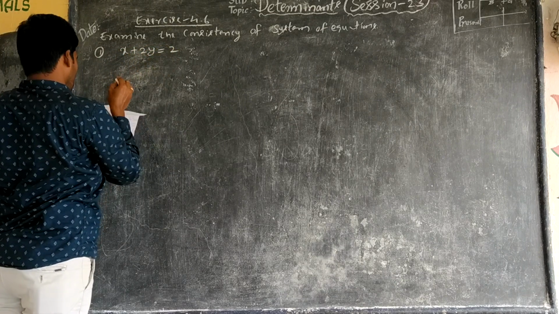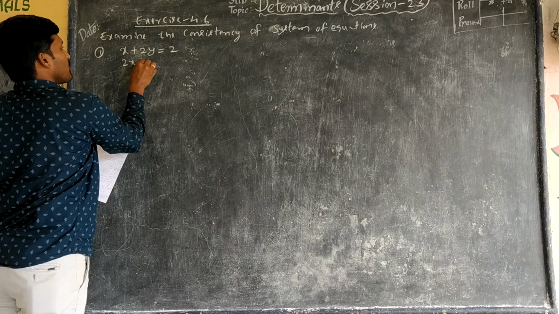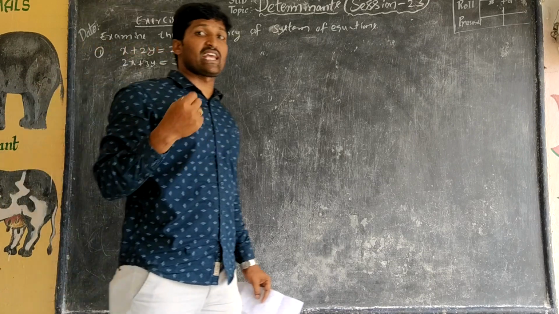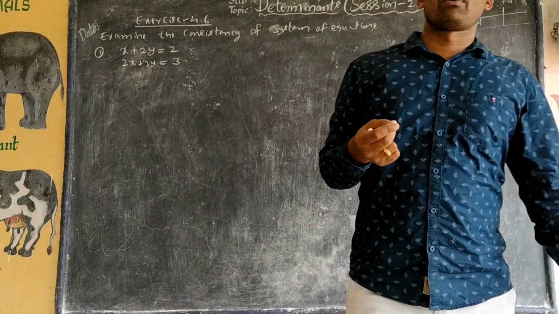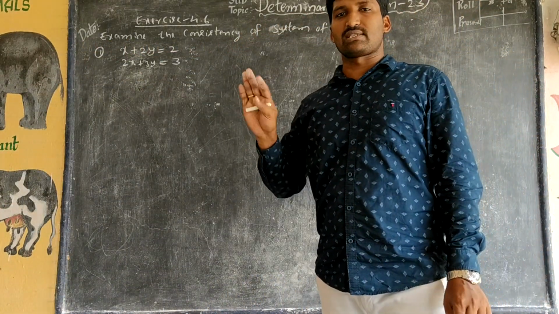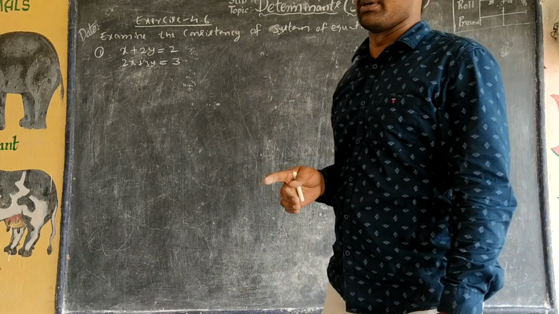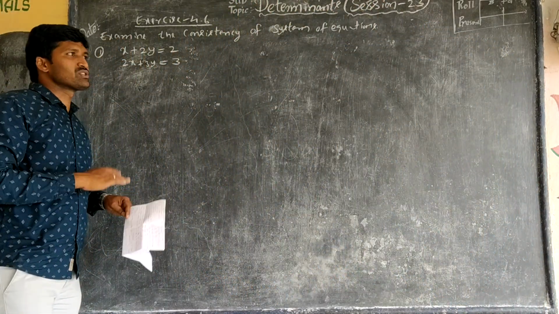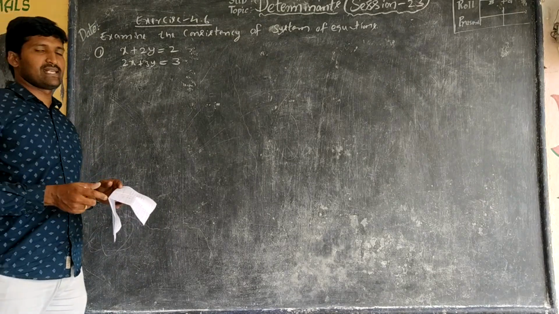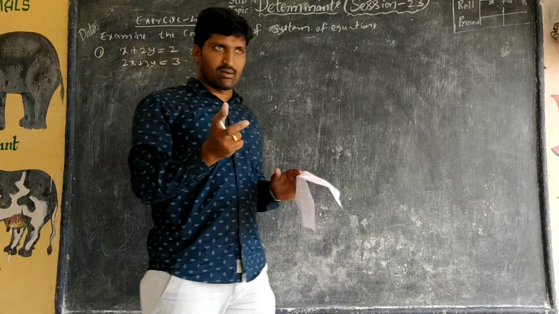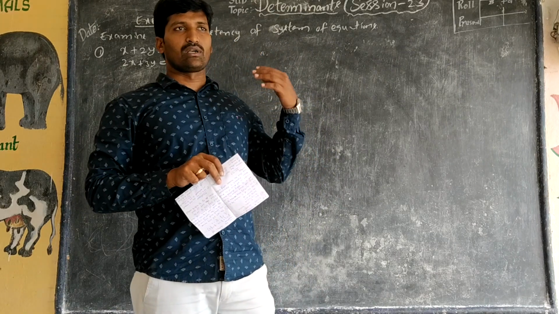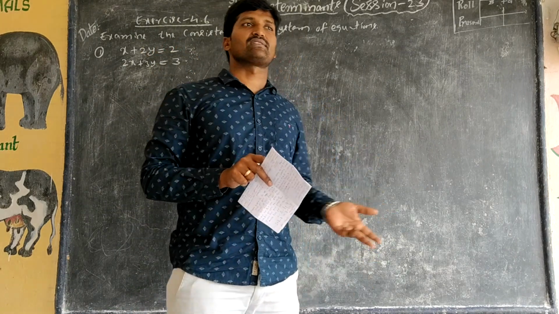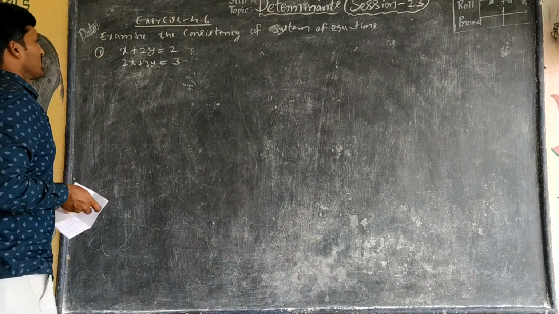x plus 2y equal to 2, 2x plus 3y equal to 3. Already discussed in the concept, case number 2. Case number 1 is what? If |A| is not equal to 0, the system is consistent, a unique solution is possible. If |A| is equal to 0, we need to check adjoint A into B matrix. Depending on that matrix product, not equal to 0 means inconsistent, equal to the 0 matrix means it is consistent or inconsistent, we need to check it.